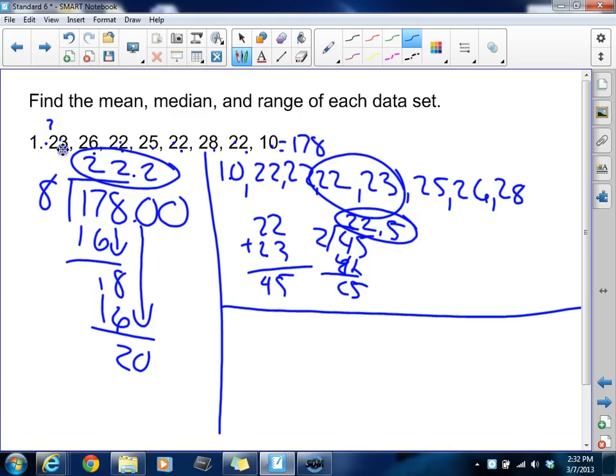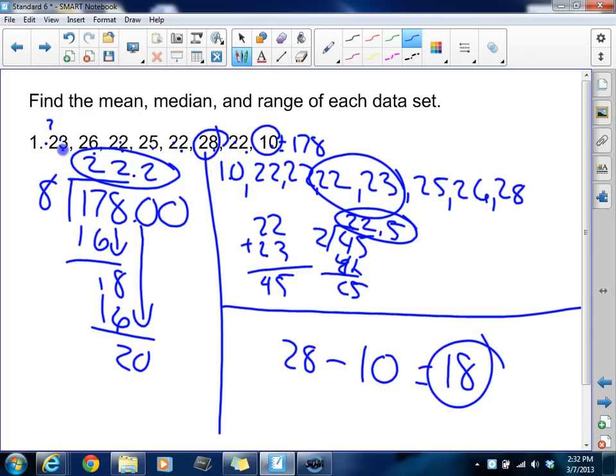And then finally, range. Now, range is simply, we take the smallest number and subtract it from the biggest number. That's all it is. Take the smallest number and subtract it from the biggest number. So the smallest number is going to be 10. So I take 10, and I'm going to subtract it from the biggest number, 28. 28 minus 10, and so our range is simply 18. And so there you go. I have mean, median, and then range.